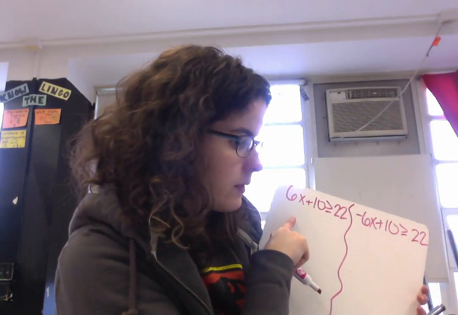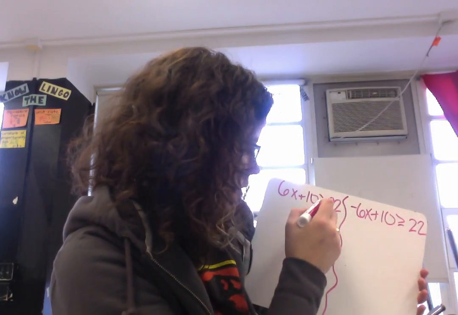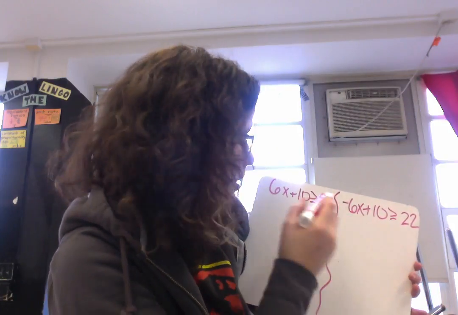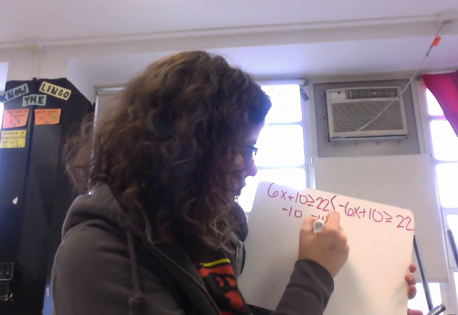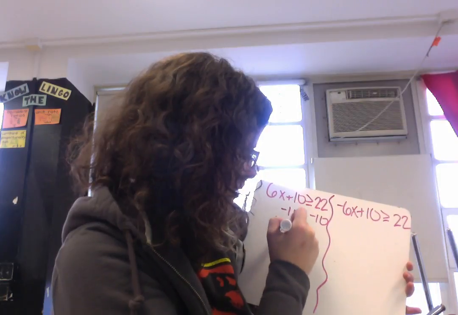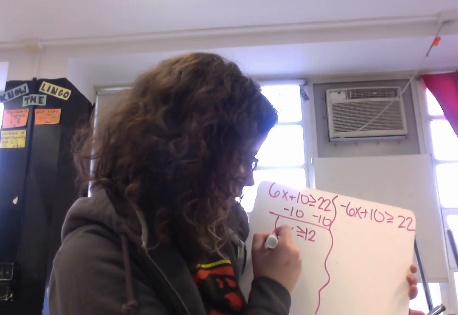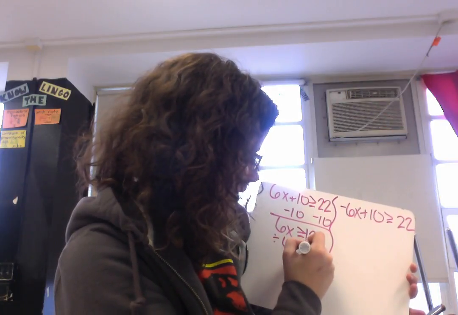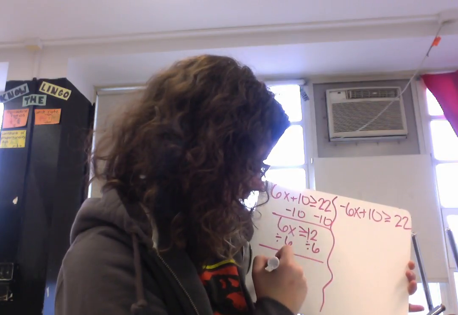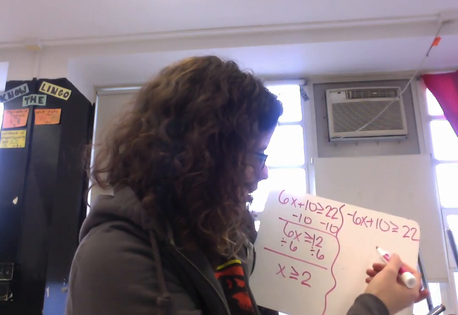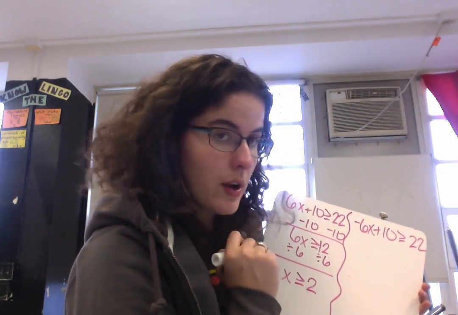So in this one, if we wanted to solve this, we were examining a student's work here. They had subtracted 10 from both sides. They got that 6x was greater than or equal to 12. Then they divided both sides by 6, and they got that x was greater than or equal to 2. And they tested, and it was greater.